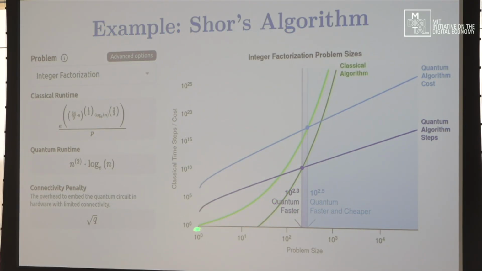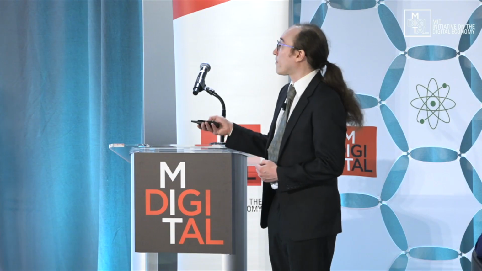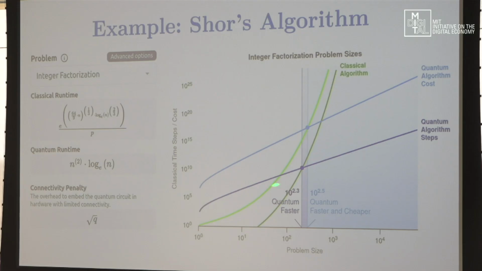The time it takes to run the classical algorithm goes up exponentially, very quickly. The number of quadratic steps has this big jump because of this constant factor overhead, the slowdown. And we can chart when those cross. With the inputs here, we see quantum gets faster at a problem size of around 200, so 200 bits. If you factor in additional costs, to be faster and cheaper, it's more like 300 or so bits.